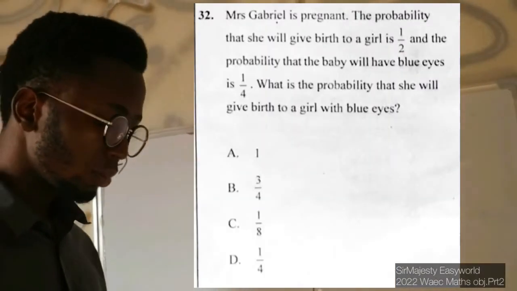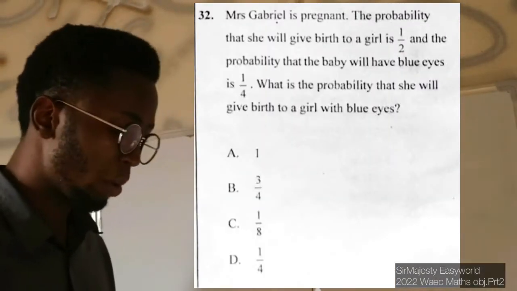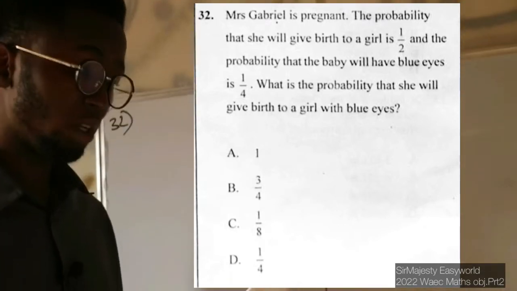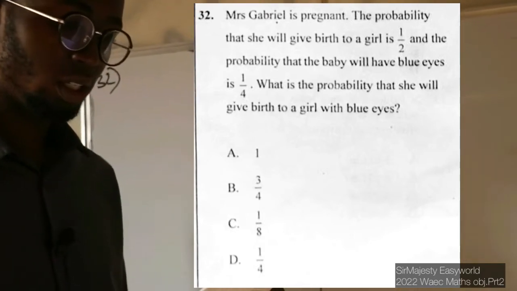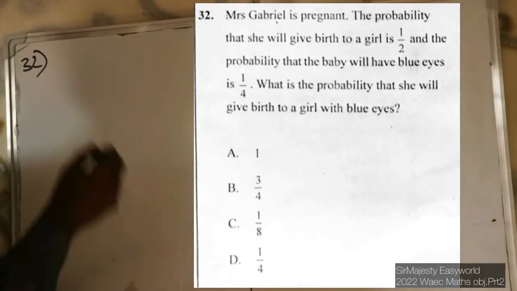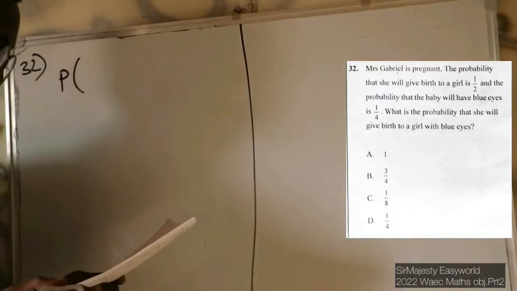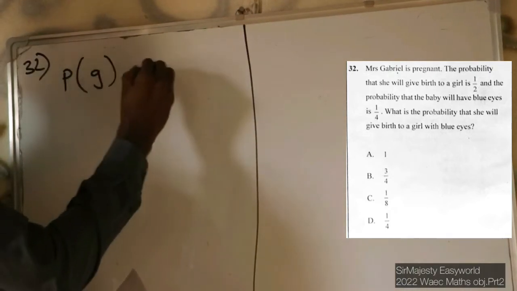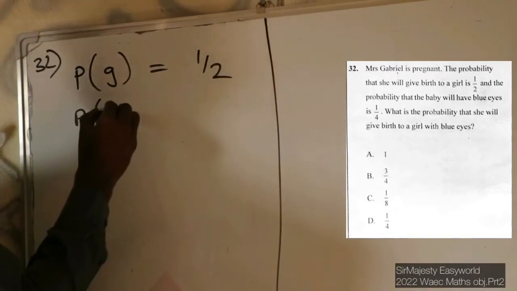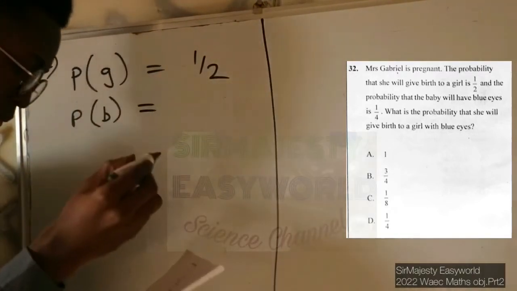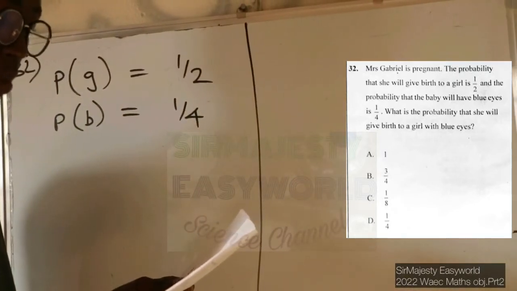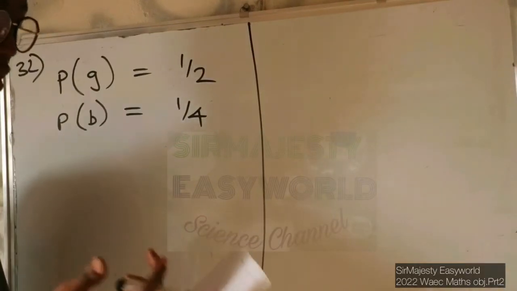It says, Mrs. Gabriel is pregnant. The probability that she will give birth to a girl is 1/2, and the probability that the baby will have blue eyes is 1/4. What is the probability that she will give birth to a girl with blue eyes? So the probability of giving birth to a girl is 1/2, and the probability that the baby will have blue eyes is equal to 1/4.